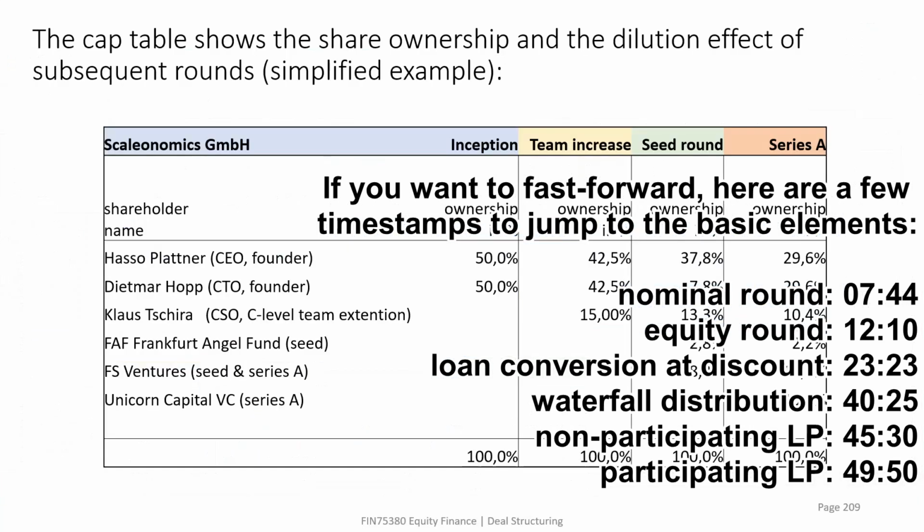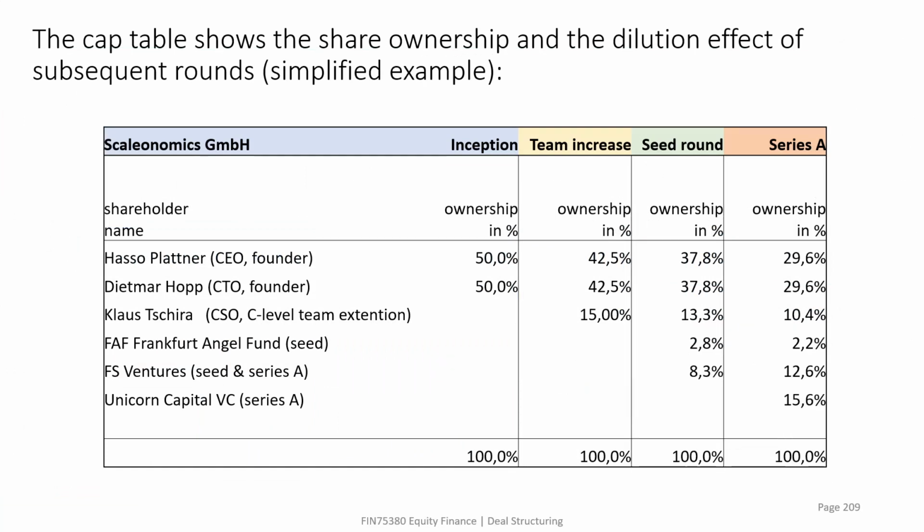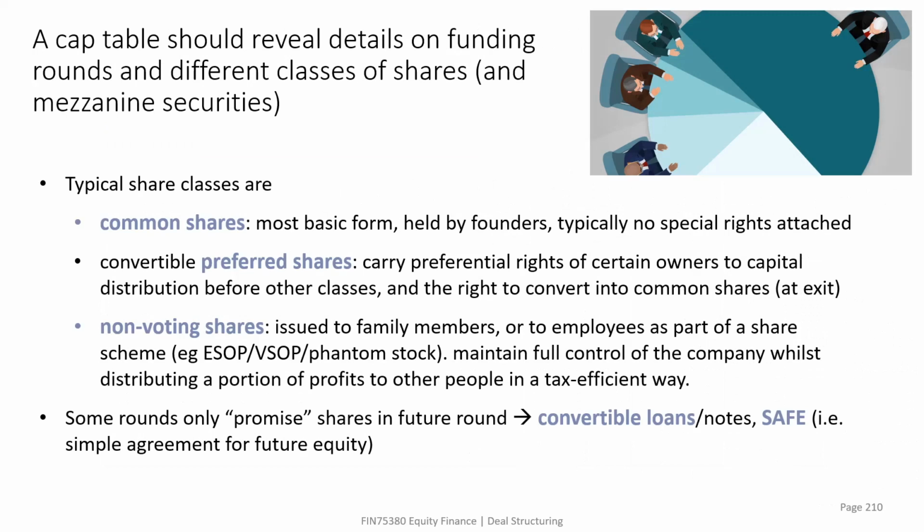The capitalization table shows the share ownership, and especially when talking about young, nascent, venture capital-backed companies, the dilution effect of subsequent funding rounds. But a cap table should reveal even more details on different classes of shares. There can be common shares, there can be preferred shares, there can be non-voting shares, convertibles, bridge loans, and more.